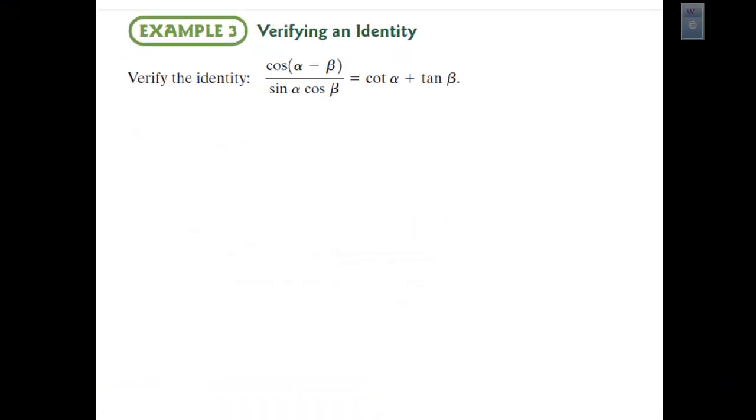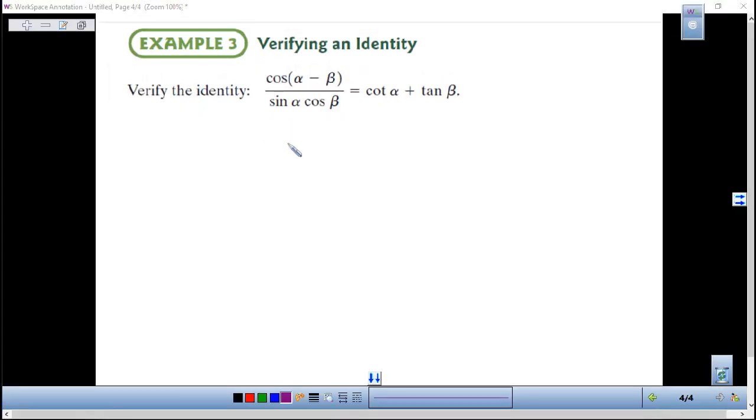All right, and we can also use these equations to verify identities. So here we've got cosine alpha minus beta over sine alpha cosine beta, and cotangent alpha plus tangent beta is what we want to show that it works for. So we're going to look for, our left side's more complicated. So we've got cosine alpha minus beta over sine alpha cosine beta. Those are multiplied. So that's technically one term. Remember, terms are separated by minuses and additions.